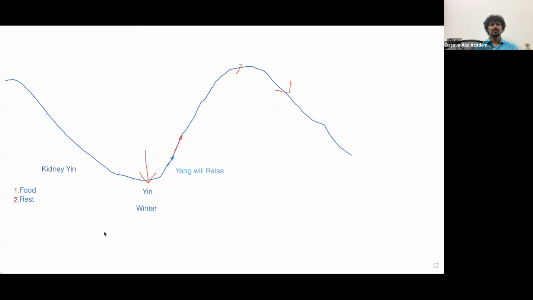So if kidney yin is deficient, then you end up with like this. Your sinusoidal wave will be like this. The yin deficiency that rises the yang, that yang also deficient rises yin. So your wave will be like this. Because of lesser yin, lesser yang.